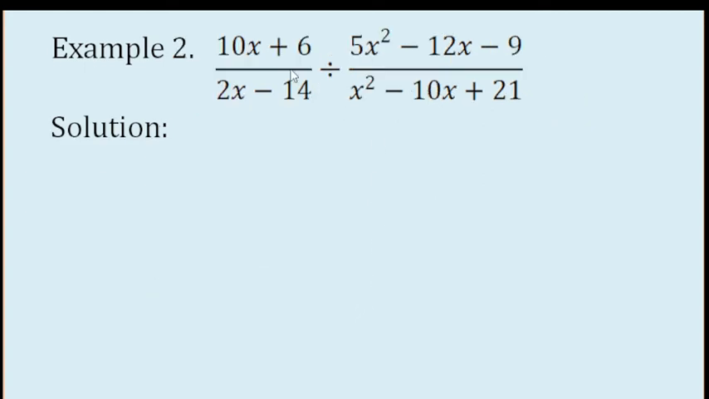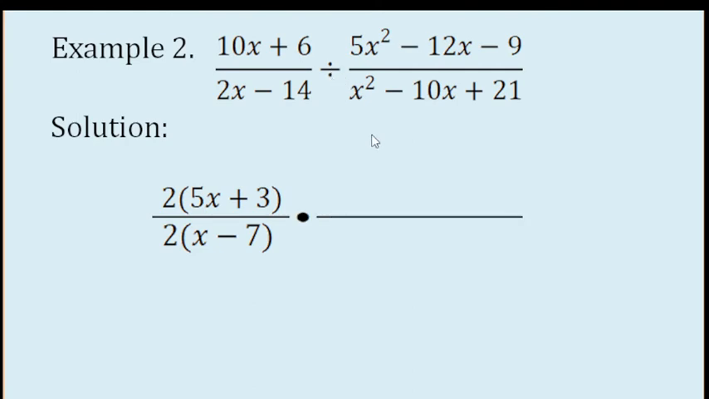Example number 2 again. We will just factor the numerator, 10x plus 6. The factors are 2 and 5x plus 3. Then the factors of the denominator, 2x minus 14, are 2 times x minus 7. And then we will change the sign to multiplication, and we will factor the numerator, but this time we will write the factors down on the denominator.